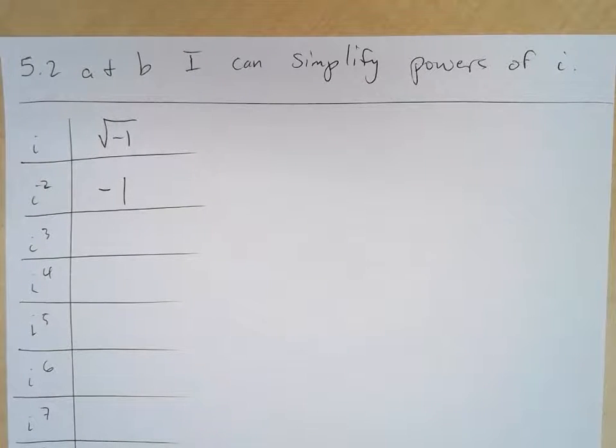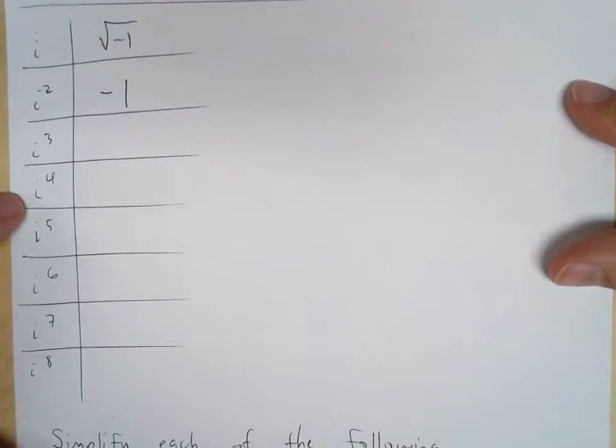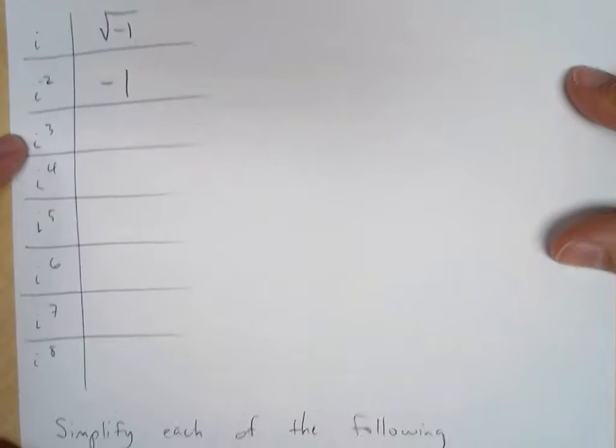Hi guys, today we're working on 5.2, A and B. It's kind of a combination of both simplifying and multiplication, so that's why I use both A and B. And what we're working on today is simplifying powers of i. And when I say powers of i, I just mean i that have exponents more than about 2 or 3.